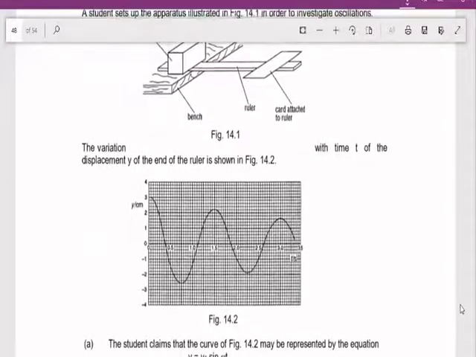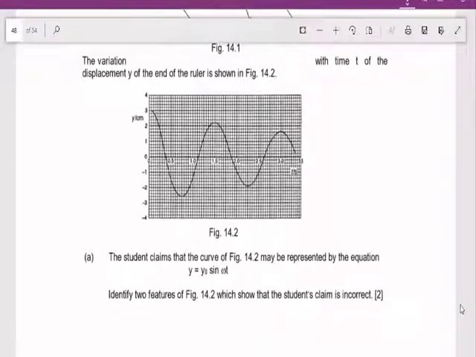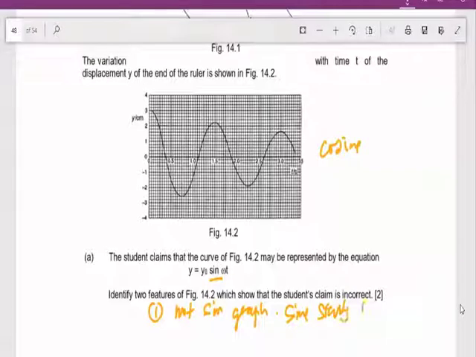Okay, so it looks like a sine curve, but obviously it's decreasing. So the student claims that a curve can be represented by the equation. So identify two features which are wrong. Okay, this graph is not a pure sine curve, the graph is actually a cosine graph. So one thing is, it is cosine, not a sine graph, because a sine graph starts from zero, from y equals 0 at t equals 0. Okay, so this is wrong.